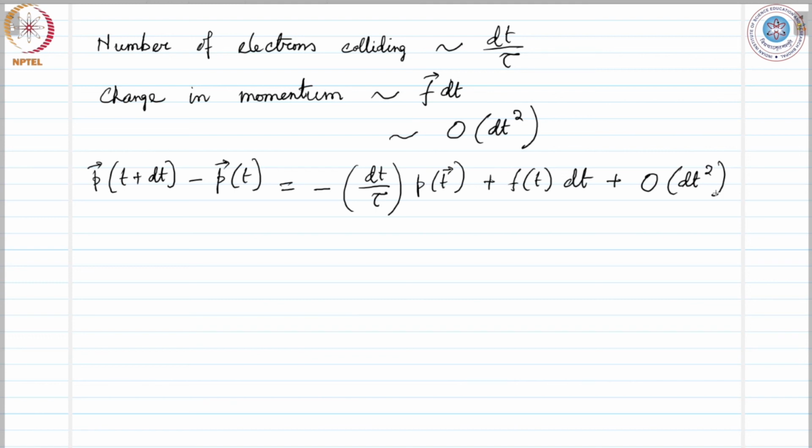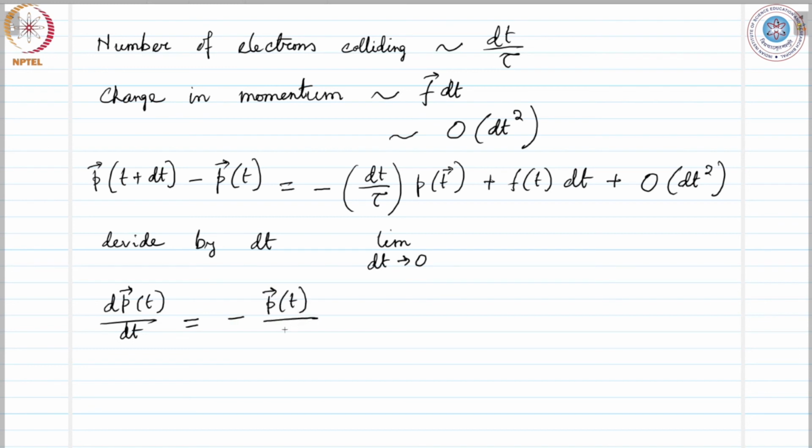Now, if we divide this expression by dt and put the limit dt tends to 0, so dt is very small, in this kind of situation the left hand side is just the time derivative of the momentum. So, the left hand side can be written as dp by dt, which is minus p t over tau plus f t.